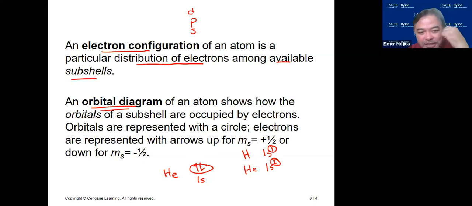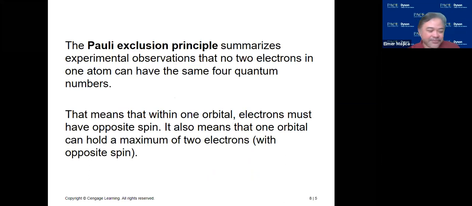So what we're trying to do here now is how are we going to write this electron configuration? But before we do that, we have to discuss the so-called Pauli exclusion principle. This is from Wolfgang Pauli, a German. What does it say here? The Pauli exclusion principle summarizes the experimental observation that no two electrons in one atom can have the same quantum number. So what does this mean?